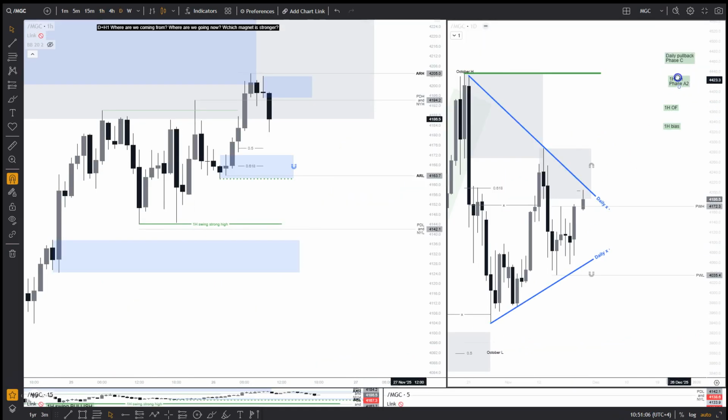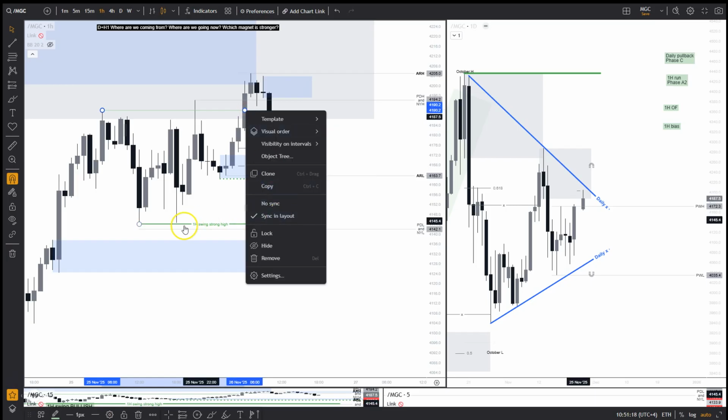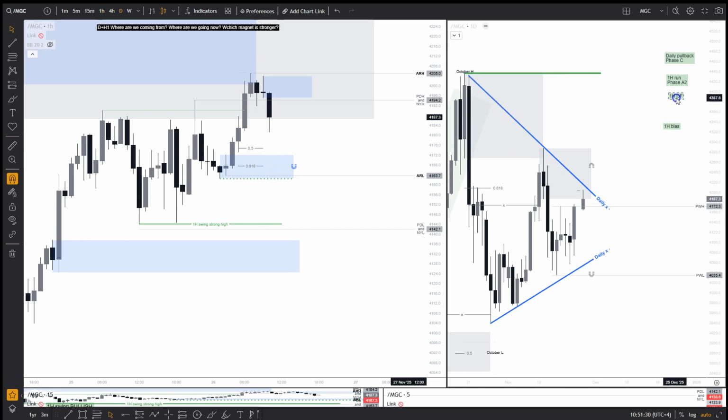Looking at our 1H, 1H is run and it's phase A2 because we broke the structure. We broke the structure here. Okay, it's run and it's phase A2, so it's continuation. We are going to look for buys. 1H order flow is bullish here. See this dotted line? And then 1H bias is bullish because we are in a bullish trend continuation. Now we will be buying only from here. We're not interested to buy from anywhere else.